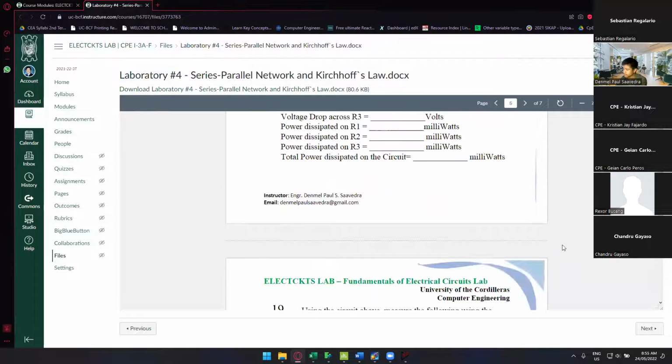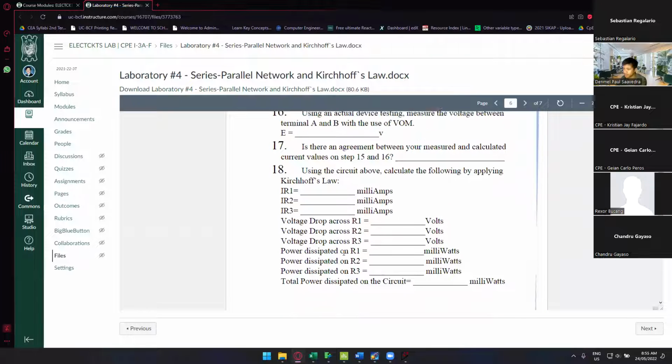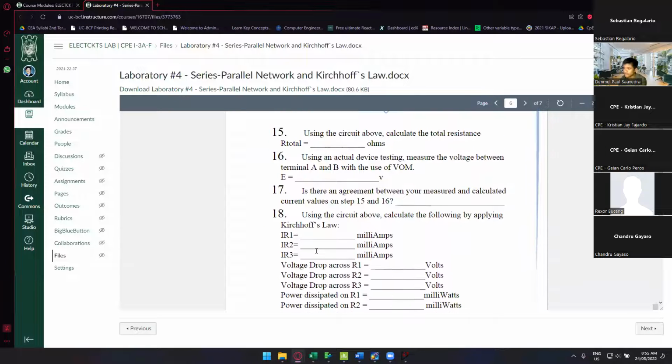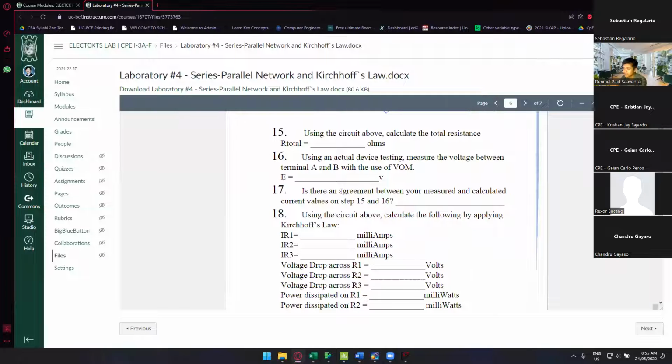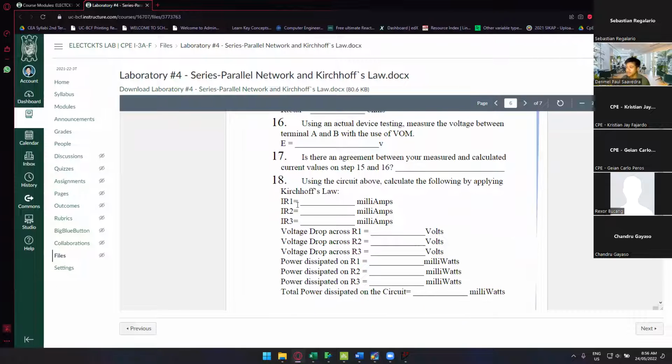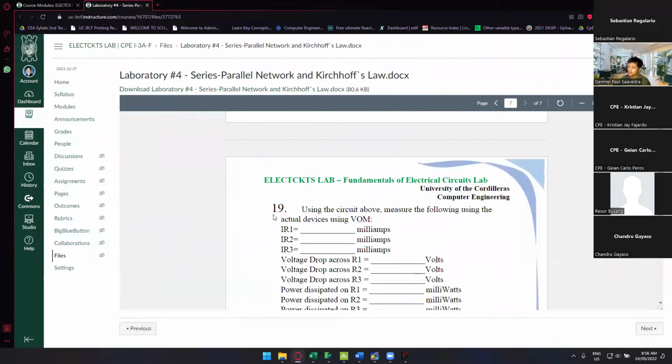Now, just a correction with this one. For number 17, just ignore this one because again, we cannot compare a resistance to a voltage. In here you're getting a voltage, but in here you're getting an amount of resistance. So you cannot, of course, compare them. So you can just simply leave this one out. Similar with 18 to 19.